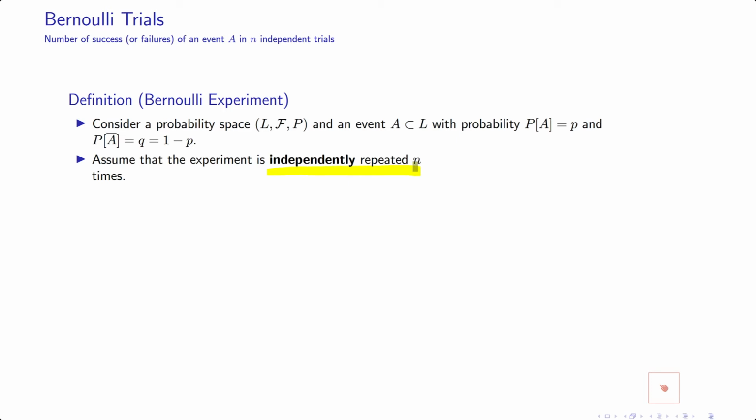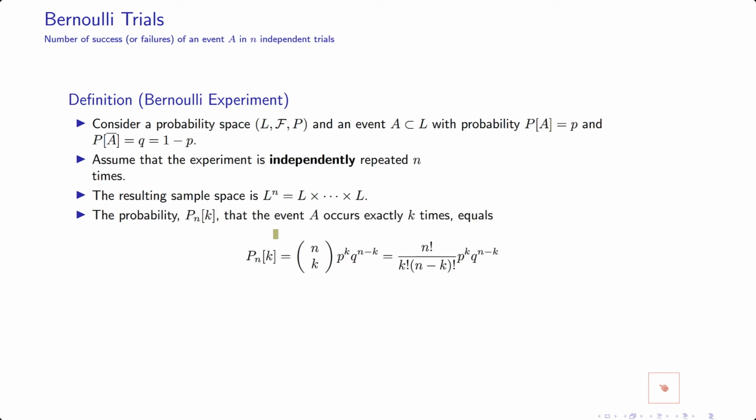Then for the combined experiment, because you repeat n times, you will get L to the power of n, and your overall F will become the previous F to the power of Cartesian product of F n times together, and your probability measure can be calculated. So if we denote the probability that out of n experiments, k of them are successful, we say that probability P_n(k) is n choose k, p to the power of k, and q to the power of n minus k.